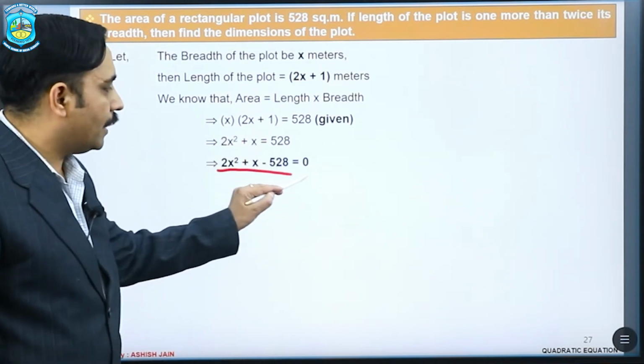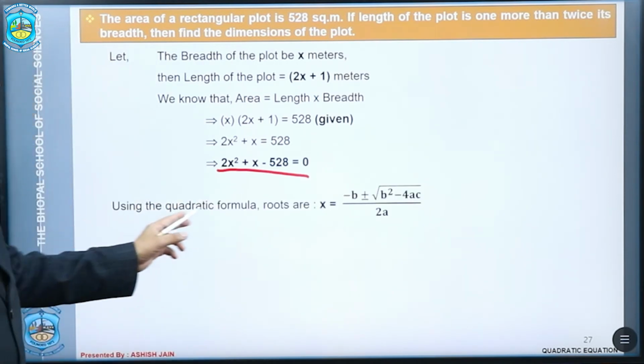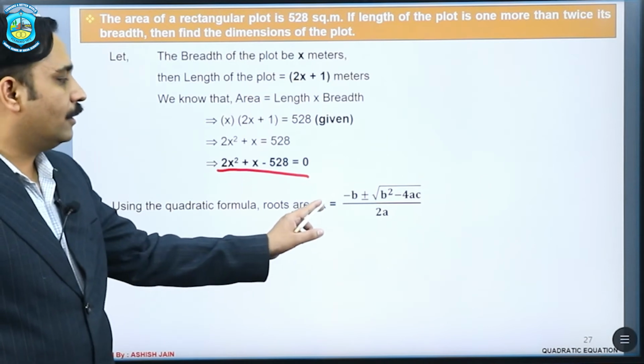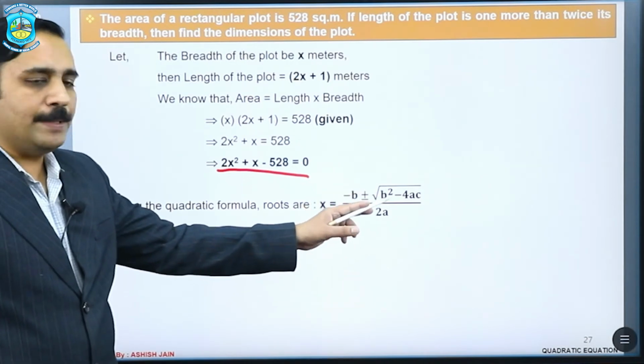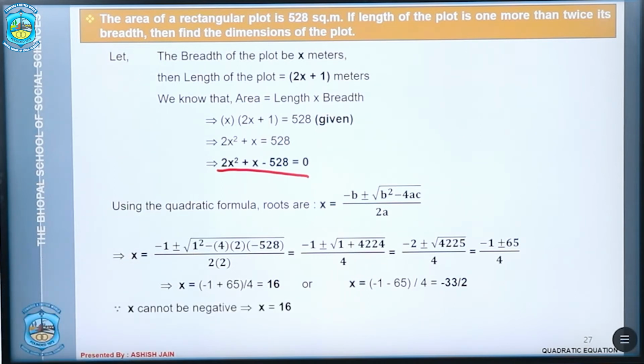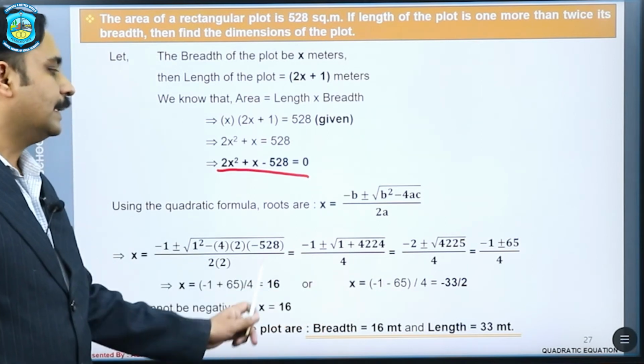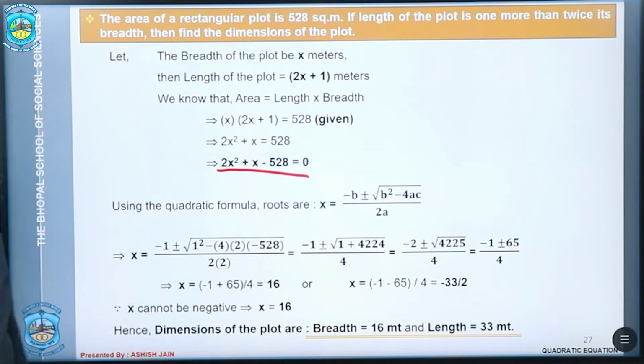Now this is a quadratic equation. We will solve it using the formula method, that is the quadratic roots formula. x is equal to minus b plus minus under root of b square minus 4ac upon 2a. On putting the values, we have two values of x. The first value is 16. The second value is what? It is minus 33 by 2 meters.